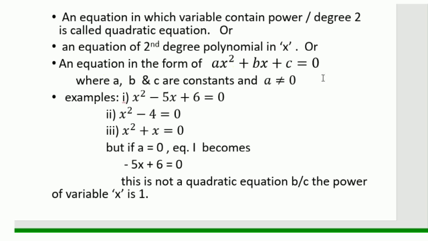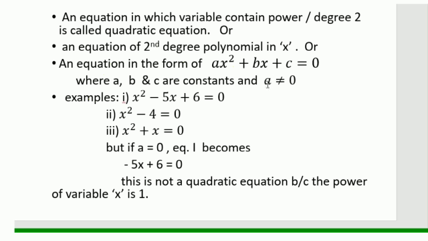Now we come to the topic: the general form of the quadratic equation is ax square plus bx plus c equal to 0, where a, b, c are constants and a does not equal 0. Keep in mind why a does not equal 0. When we put the value of a equal to 0, the first term vanishes or cancels, and the equation reduces to the form bx plus c equal to 0. So keep in mind, a does not equal 0 is very important.